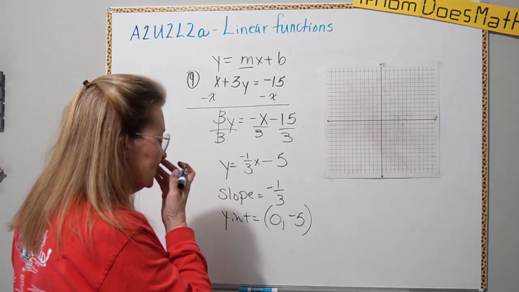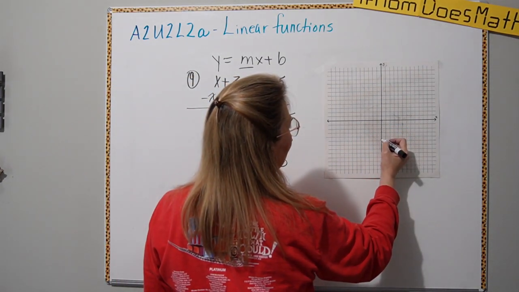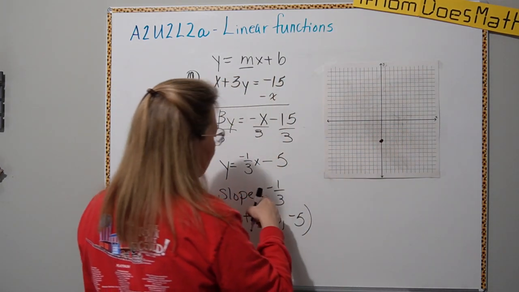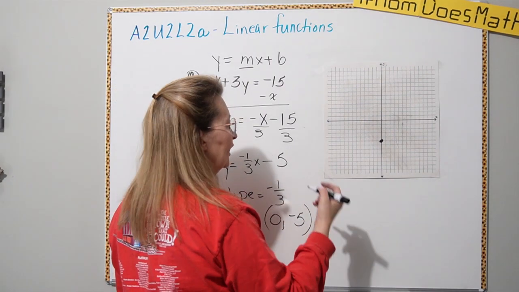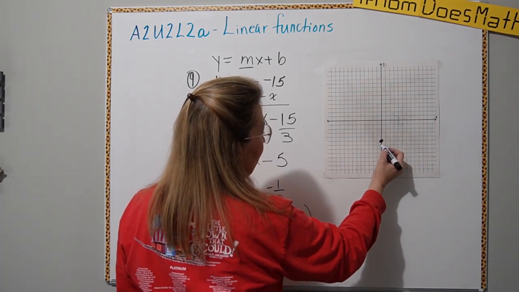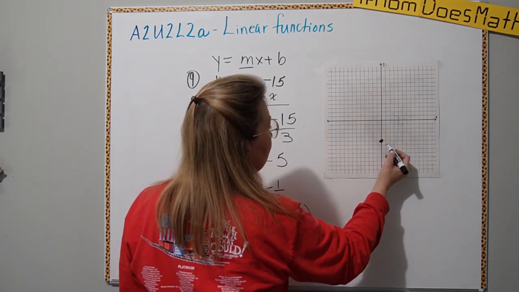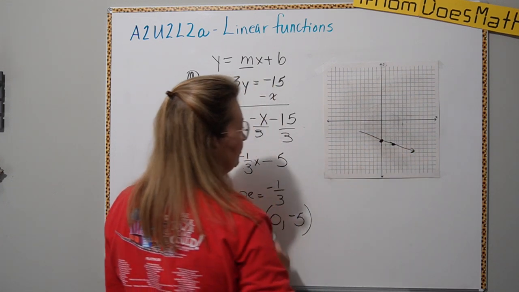So let's put a point at (0, -5): 0 to the right or left, then 1, 2, 3, 4, 5 down. Okay, now for this slope, -1/3, we're going to rise -1 and run 3. So rising -1 means go down. To run 3, I'm going to go this direction. So there's my line.